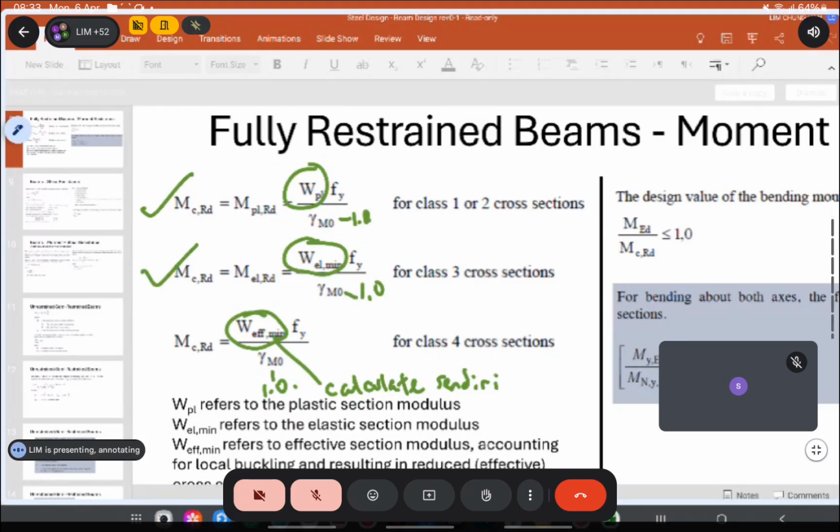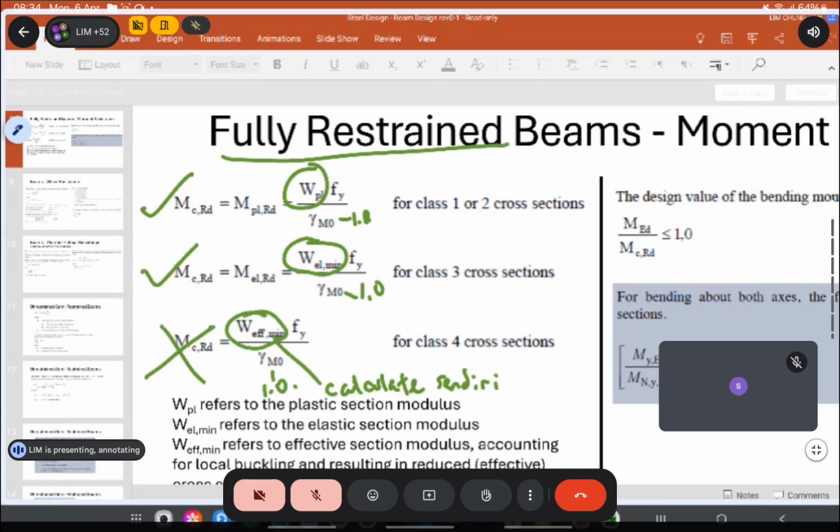Okay, now fortunately for you, class 4 we seldom encounter. So you don't have to remember this formula, class 4. Maybe when you start working, you will encounter it. But for lectures, don't worry, you're not gonna encounter it. So you have to remember the formula for class one, class two, and class three. But easy lah, easy to remember. Class one and class two, plastic. Class three, you use elastic. Simple like that. So these are the formulas for moment resistance of fully restrained beams.